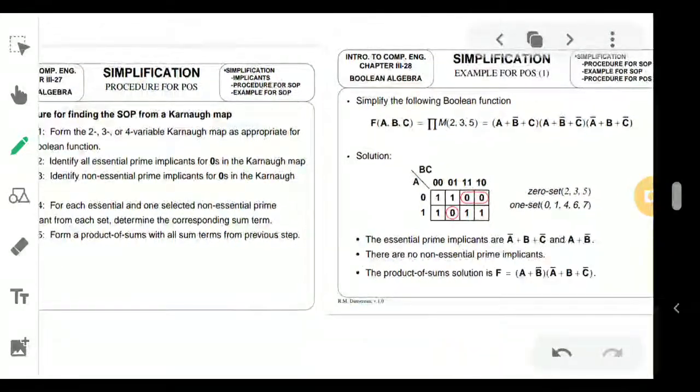See, one expression is given over here: A plus B bar plus C, into A plus B bar plus C bar, into A bar plus B plus C. This expression is given. We are finding out the max term of it, or the max term can be given to you directly. From the max term you position the value. In case of pi, you remember 0 means positive, meaning A, and 1 means A bar.